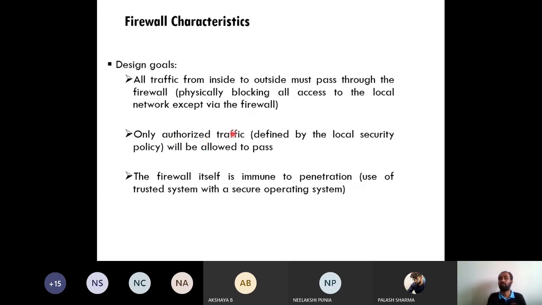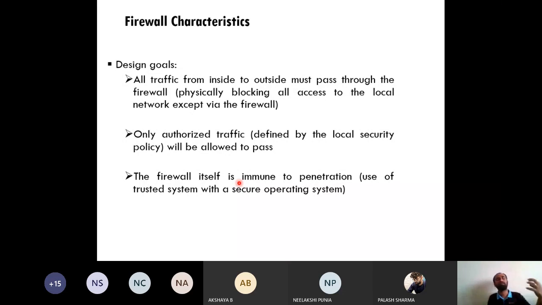The third point is very, very important. I want you to know, the firewall itself is immune to penetration. What exactly does this mean? Again, let me take up the same example of the security fellow. He himself should not be a destructive factor to the college. What I mean to say is, he has to work properly.